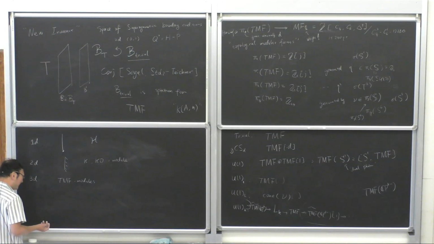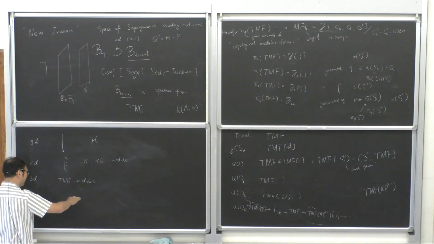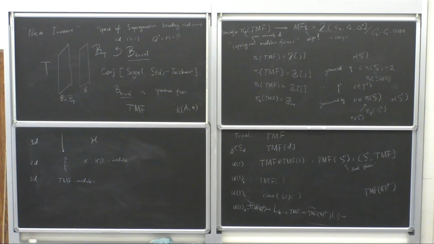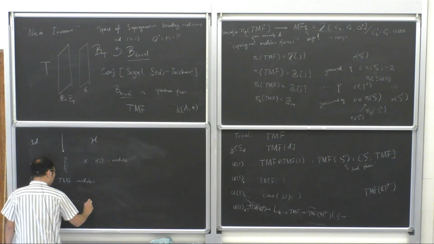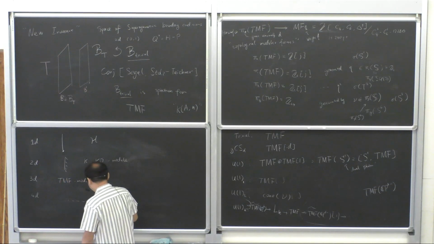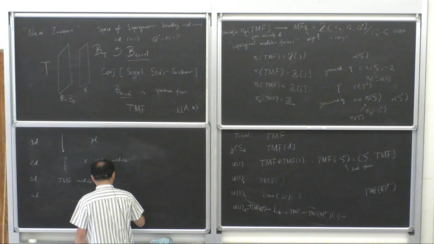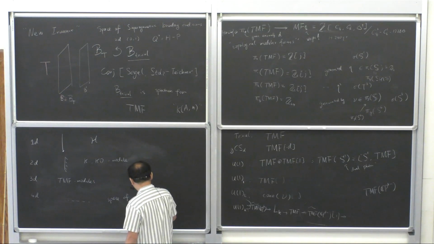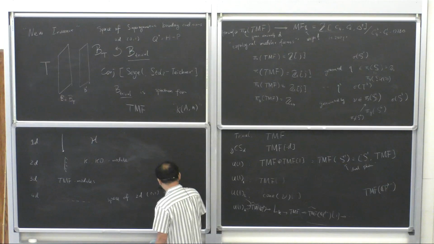So how about higher dimensions? In higher dimensions, actually, this kind of naive story terminates, and I don't know what would be a replacement for it. But you can do something else. You could again get a TMF module by looking at the space of 2D (0,1) defects.